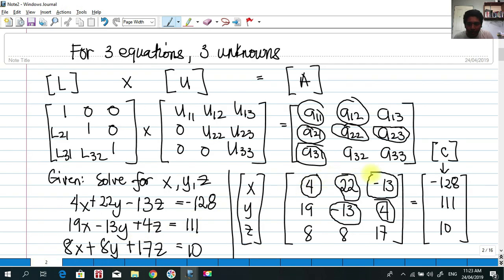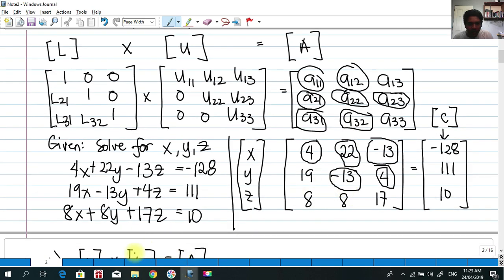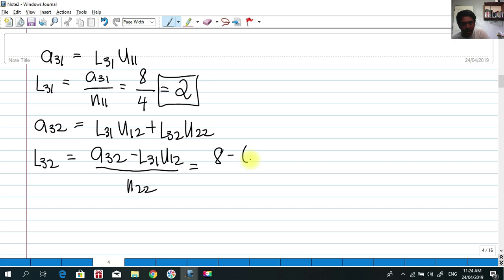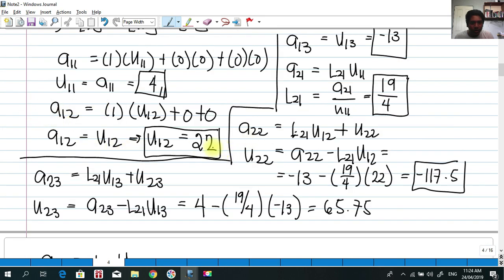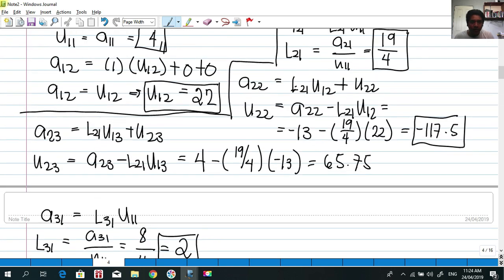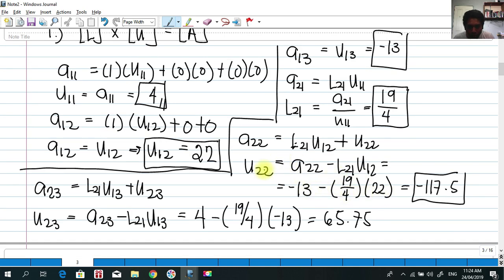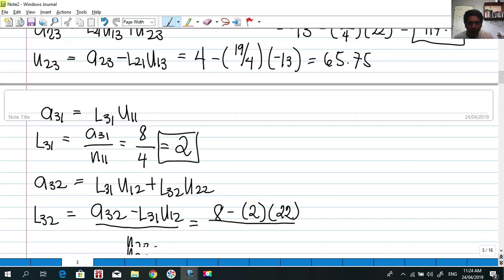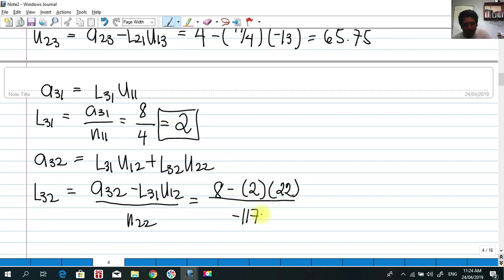Our A32 from the given matrix is also 8. So we have 8 minus L31, that is 2, times U12. U12 is 22. Divided by U22, which is negative 117.5. Let me just calculate it: 8 minus 2 times 22 divided by negative 117.5 is 0.306, in 3 decimals.